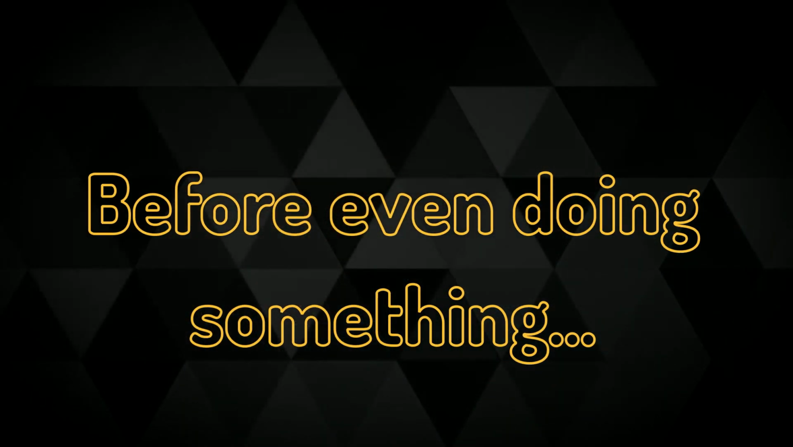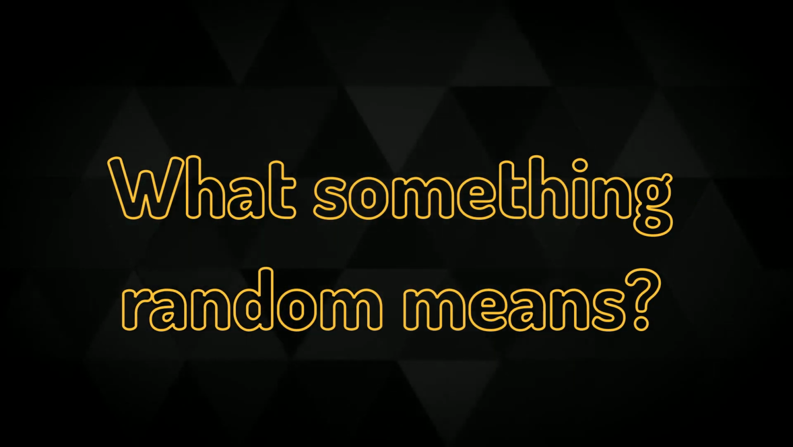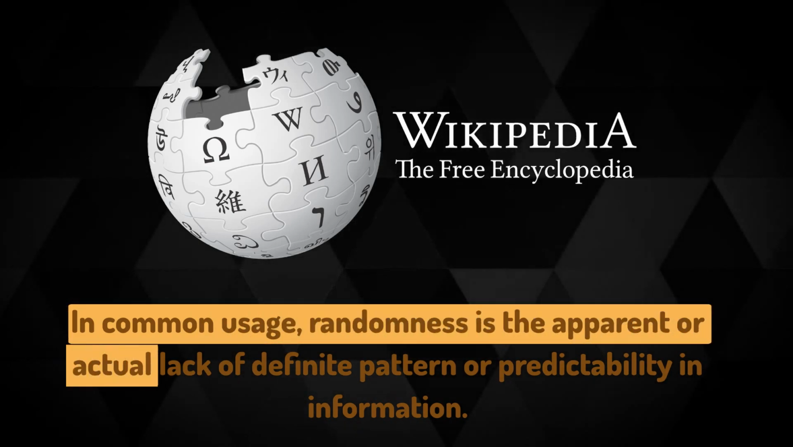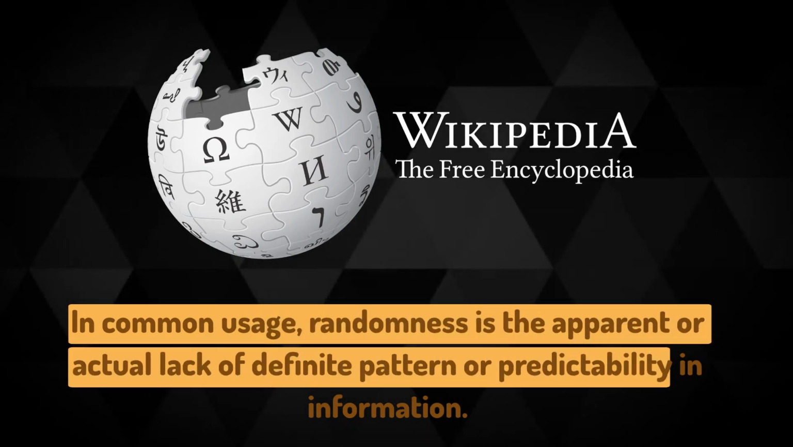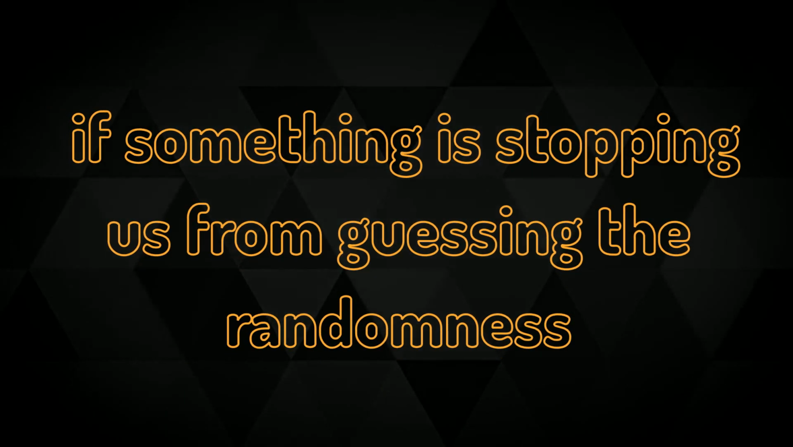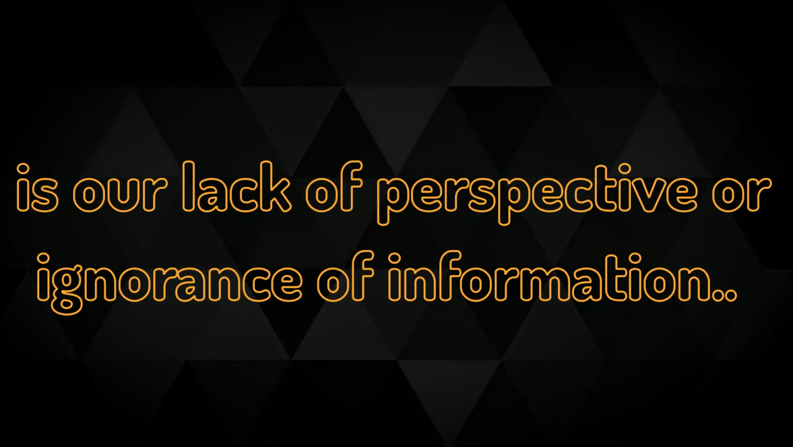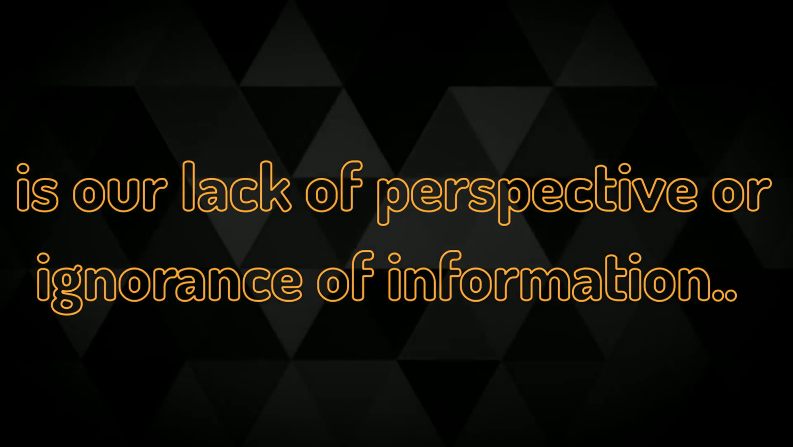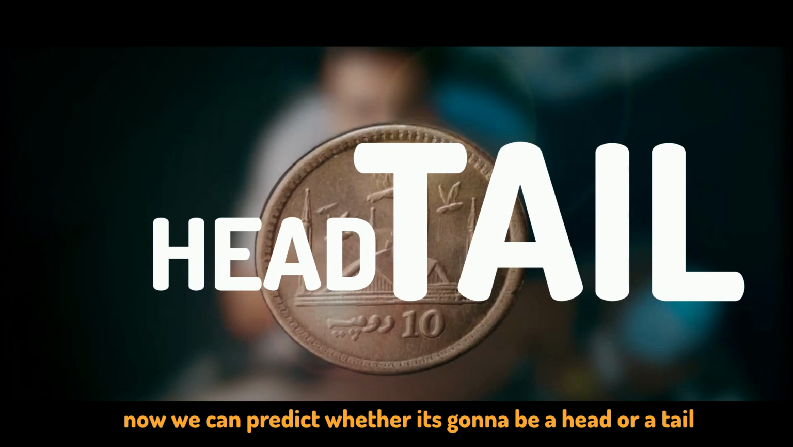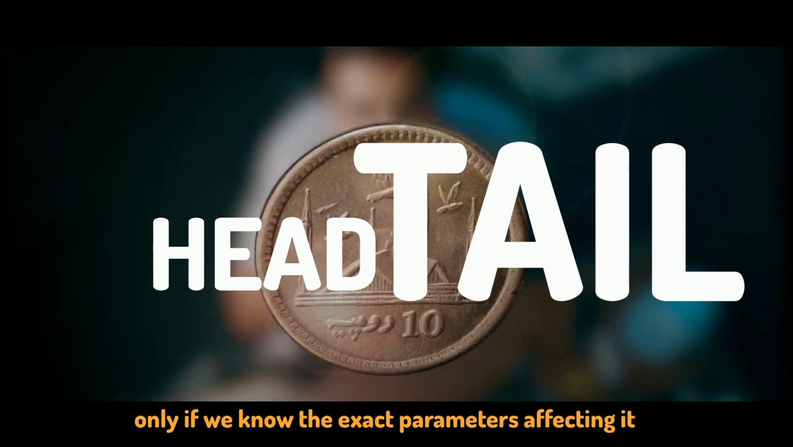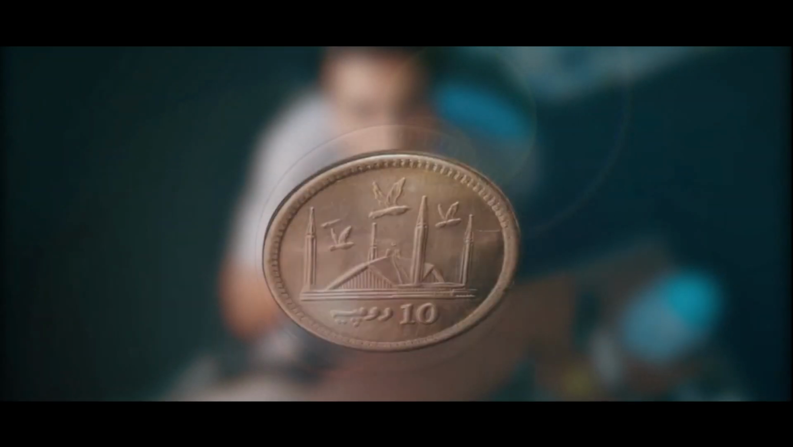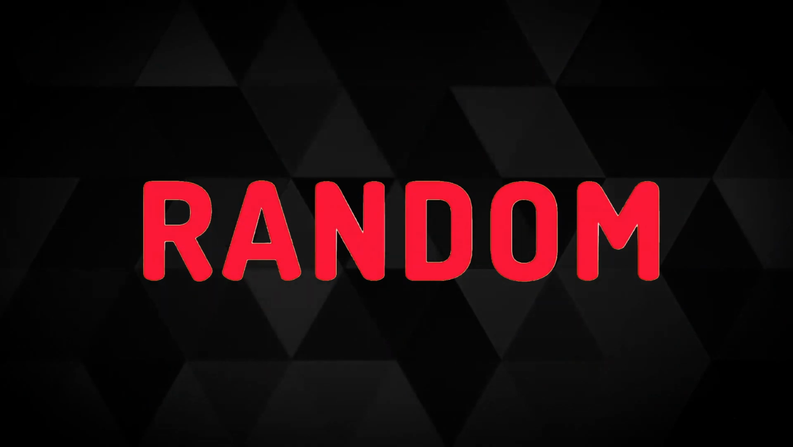Before even doing something, let's first understand what something random means. According to Wikipedia, in common usage, randomness is the apparent or actual lack of definite pattern or predictability in information. That's clean. So, theoretically, if something is stopping us from guessing, the randomness is our lack of perspective or ignorance of information. Let's say we flip a coin. Now we can predict whether it's going to be a head or tail only if we exactly know what parameters are affecting it, like force, wind speed, torque, velocity, drift. But for a normal human, a coin flip is something totally random.